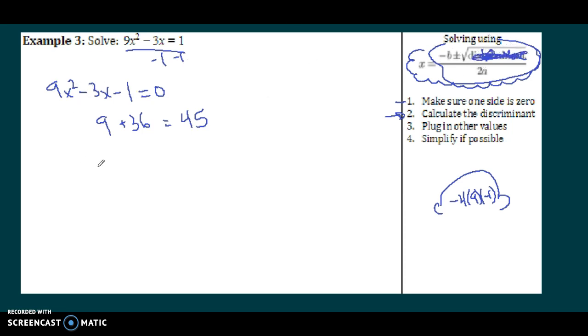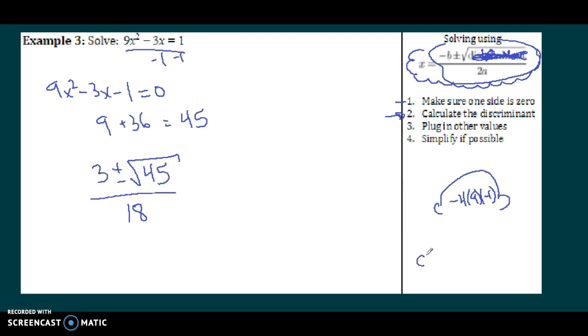The opposite of b is positive 3, plus or minus square root of 45. That was b squared minus 4ac, all over 2 times a. Do that calculation mentally. 2a in this case is going to be 18. Now this is looking pretty familiar. This is like the other example on this same sheet. It's kind of gross looking. I don't like this radical. Let me focus on that part first.